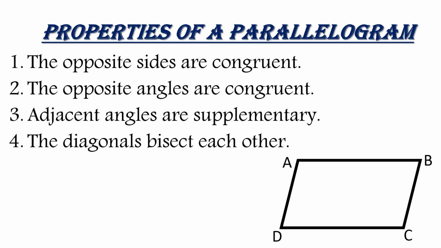The diagonals bisect each other. Seg AC and seg BD are the diagonals and they intersect each other at point O. Here seg OA and seg OC are congruent. Seg OB and seg OD are also congruent. It means diagonal AC and diagonal BD bisect each other.